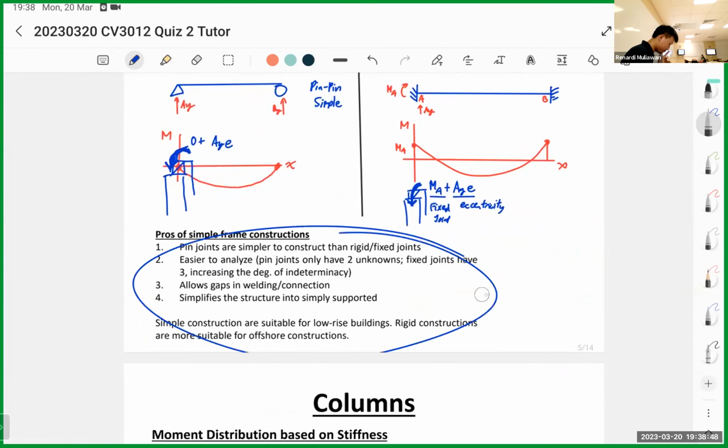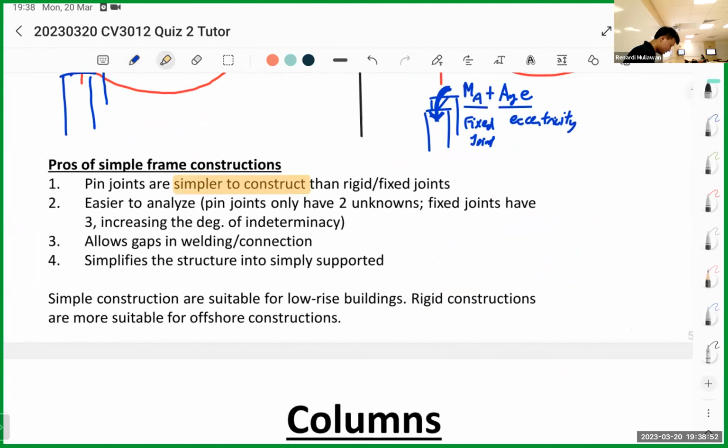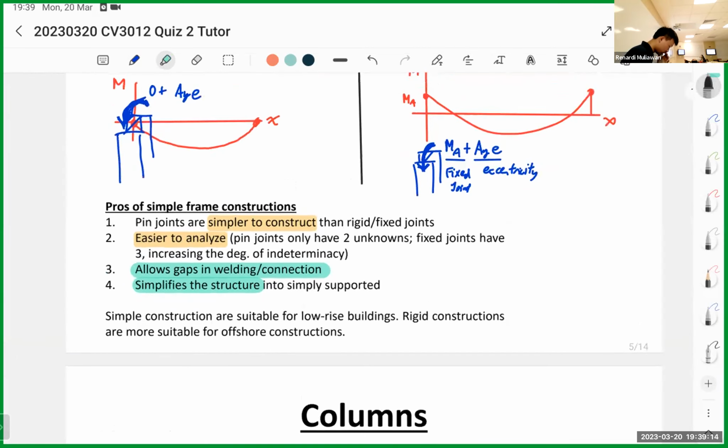This one you just read yourself. Why do we use simple frame construction? It's because it's simpler to construct and easier to analyze. If you have a fixed joint, we have three unknowns: AY, AX, and MA. In simple construction, we just have AY and AX, so fewer unknowns. And then it allows gaps, which is also simpler to construct, and it simplifies the structure. So this one is pretty straightforward.